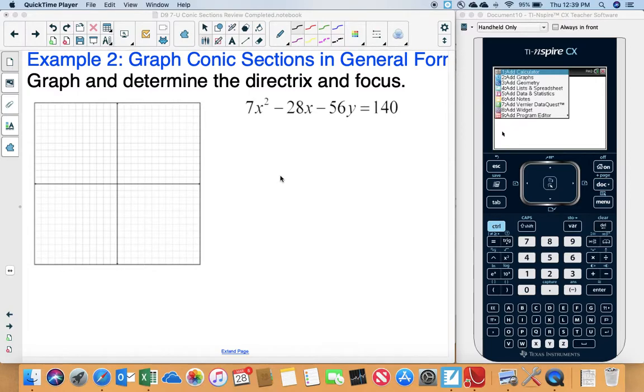Example 2, graph conic sections in general form. So we're going to graph and determine the directrix and focus on this problem. This is in general form, which means we need to complete the square. Now you could come over here to the calculator and do everything from over here.